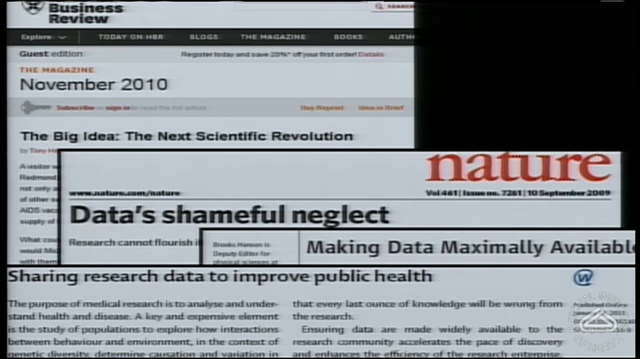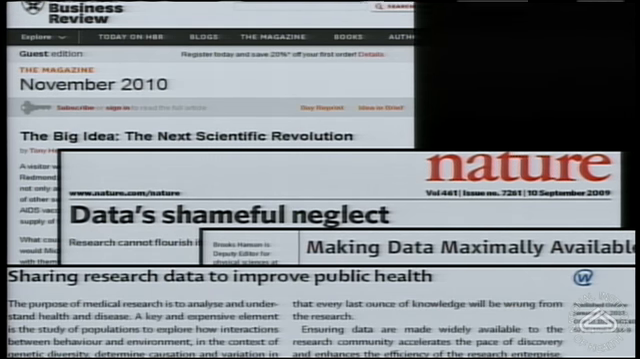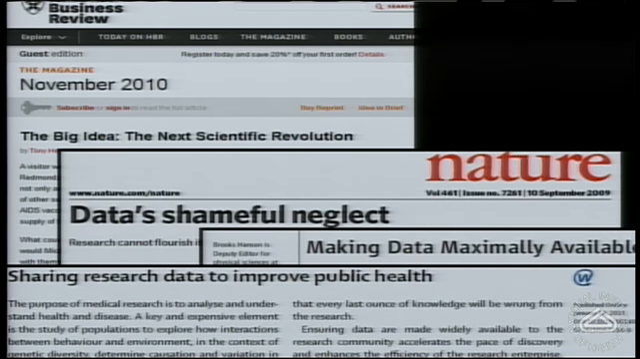Nature says it is shameful if we don't make use of the data we put out there. Science says we need to make data maximally available. And the Lancet says if we don't share and use that research data, it's actually an impediment to public health.